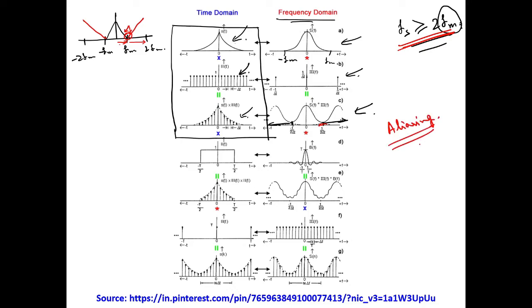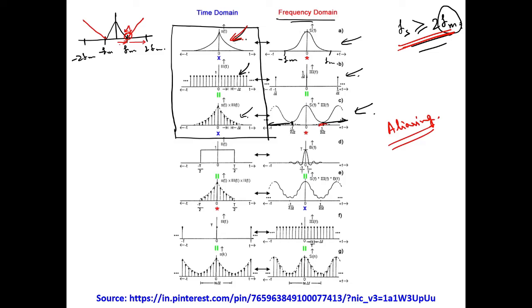Now, what does this do? When aliasing happens, when your high frequency component gets mixed up with the low frequency component, the nature of the curve totally changes. Whatever your original curve is, its nature would change.